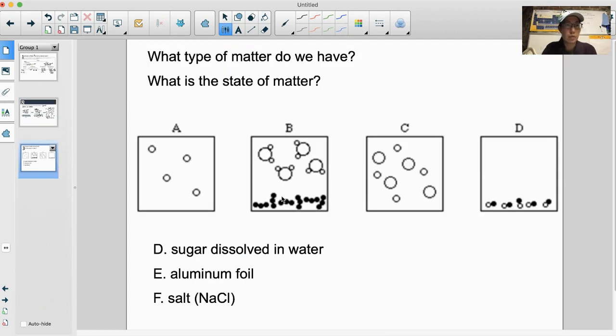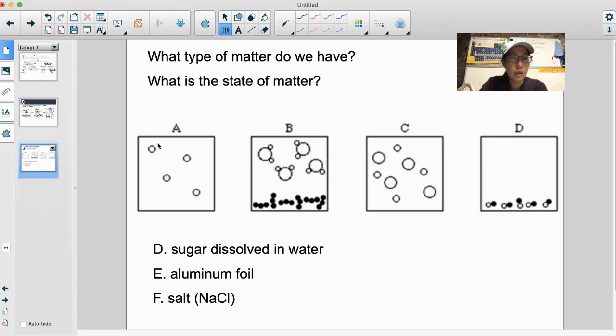So let's look at some examples. For these seven examples here, we want to say what type of matter we have and what the state of matter is. So in this first one, this would be an element. Why? I only see one type of atom, and it's spread out over the whole container, so I would say this is a gas.